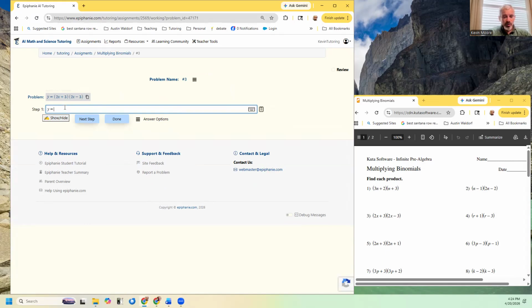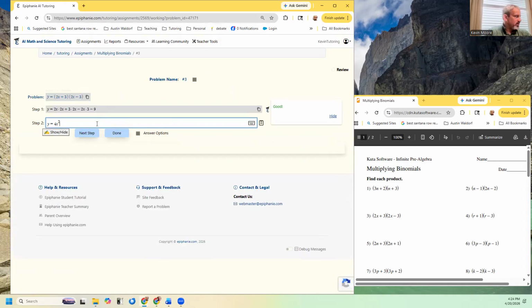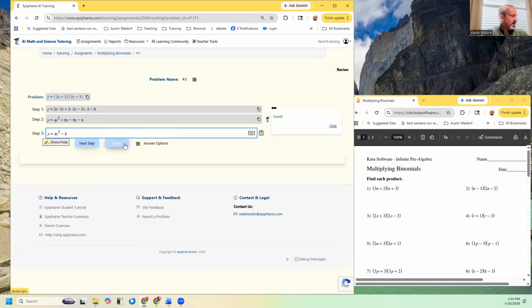Y equals 2x times 2x, plus 3 times 2x, minus 2x times 3, minus 9. Let's keep going with this. And we get y equals 4x squared plus 6x minus 6x minus 9. Notice how those middle terms are going to cancel out. This is the difference of squares pattern, which you're going to have as the first one squared minus the second one squared, and we get y equals 4x squared minus 9. It's a simple pattern they want you to recognize pretty quickly.